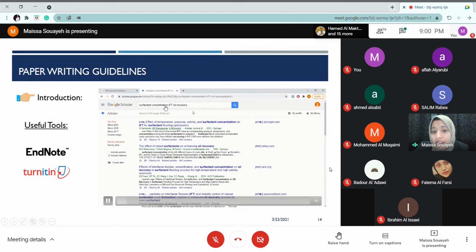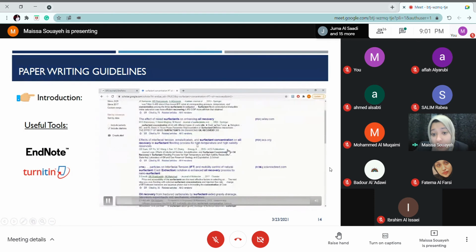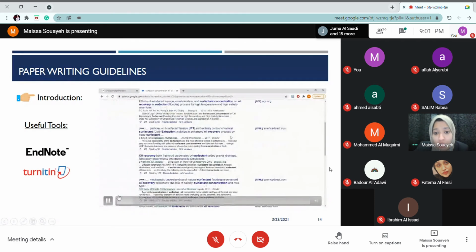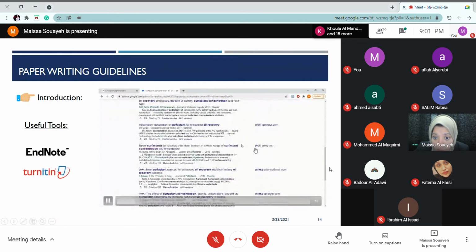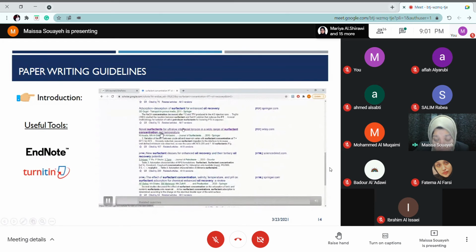So if the keywords are included in your title, the chances of your publication appearing in the default search are higher, and this gives more exposure for your paper. Okay, like I got these references, and I like this one. I want to check this one, to read this one. Okay, it feels like it's related.